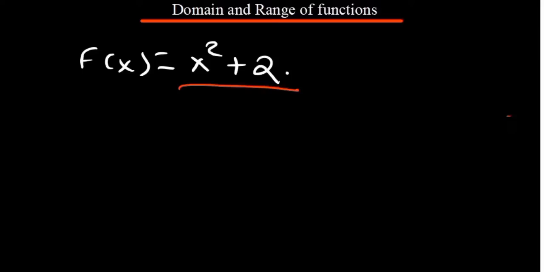Okay? Of course, in this function, we don't expect to have any value that is going to make this function undefined. But as you'll see in the next questions, there are going to be values of x that can make it undefined. In such a case, we exclude such values as not to be part of the domain. Okay, so what is the domain and the range of this function?